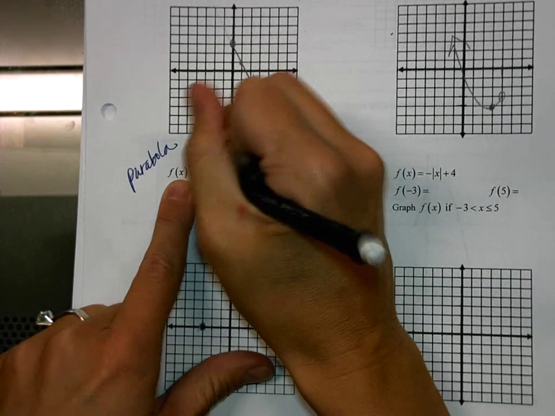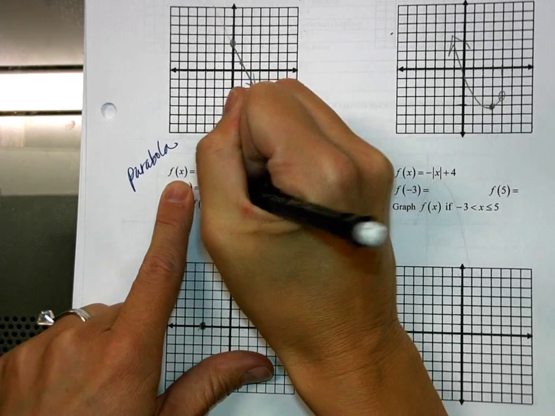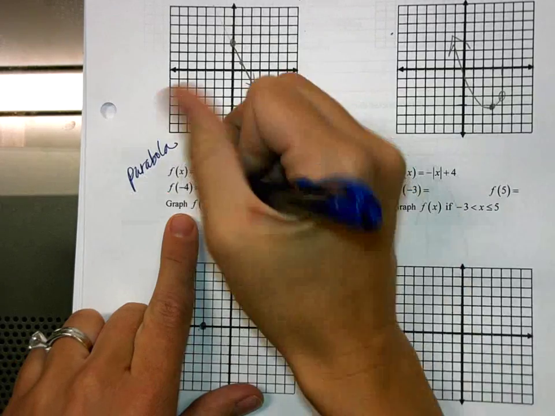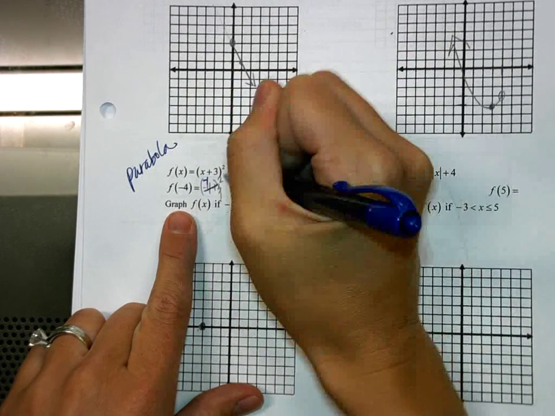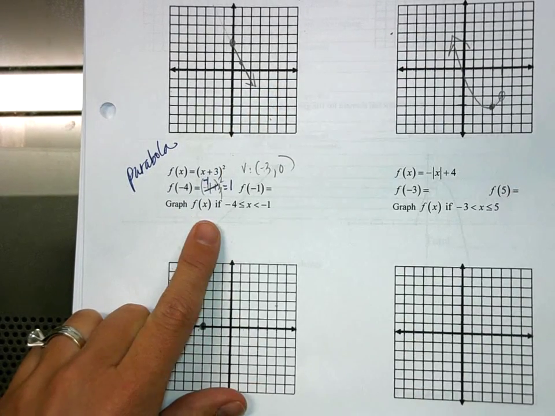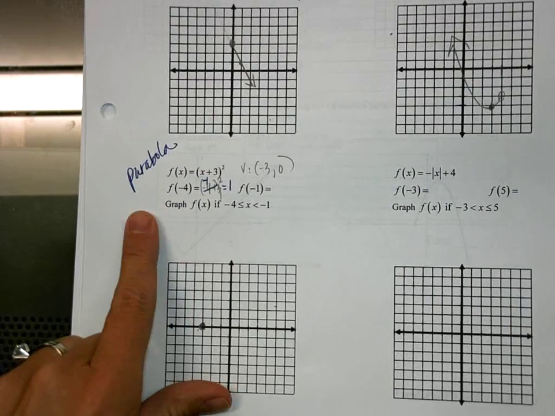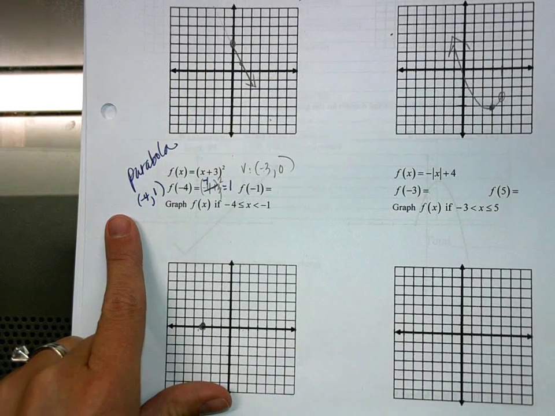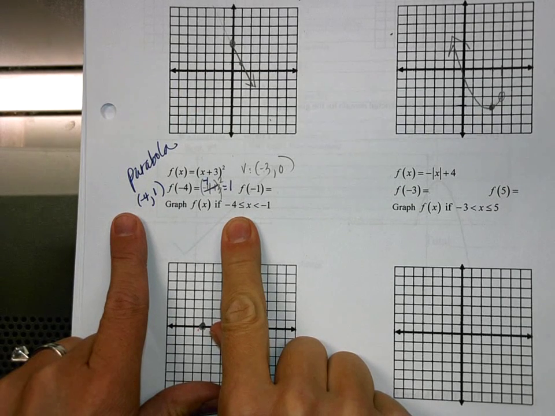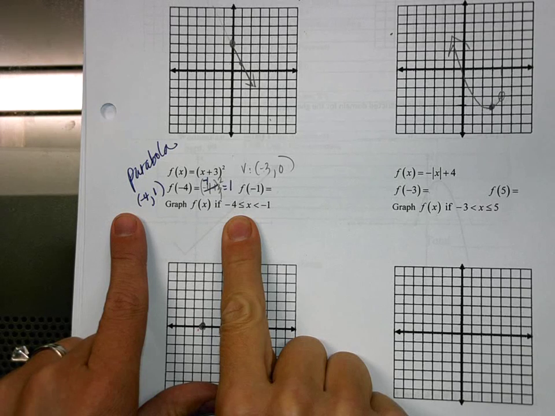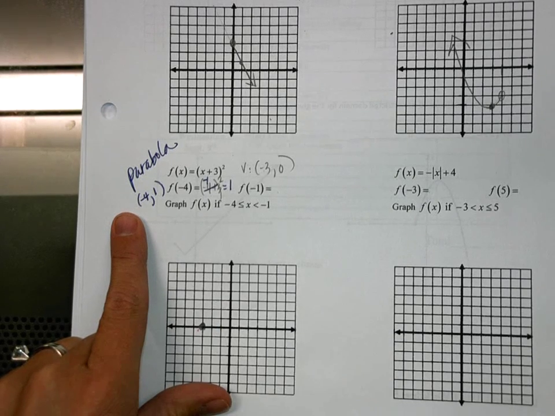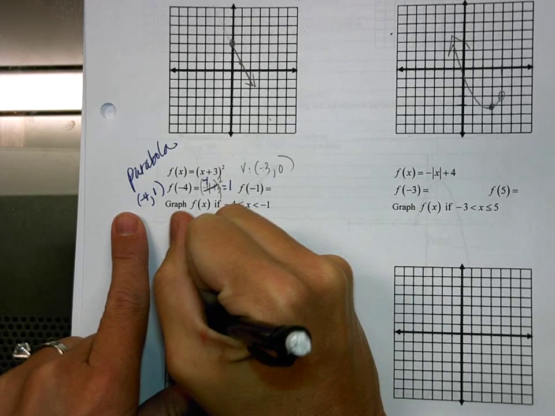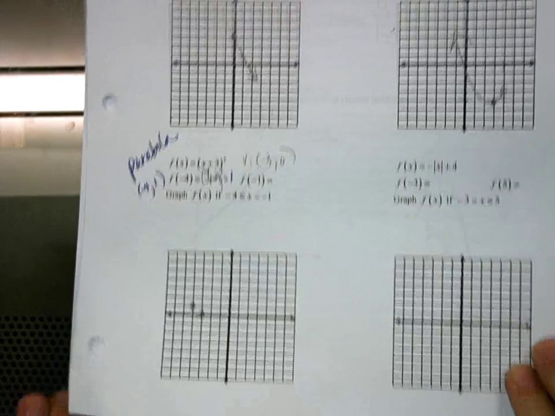So we're going to plug negative 4 in here. So we have negative 4 plus 3 squared. What is negative 4 plus 3? Negative 1. Good. And what is negative 1 squared? Positive 1. So this ordered pair right here is at negative 4, positive 1. At negative 4, is it equal? Yes. So I'm going to go left 1, 2, 3, 4, and up 1, and I'm going to make a solid point there because it's equal.